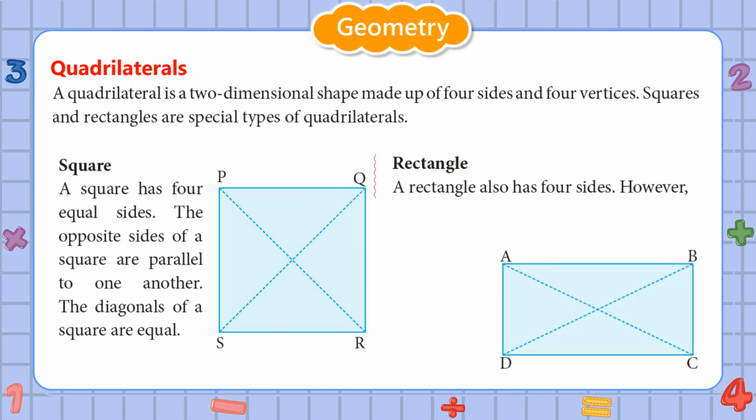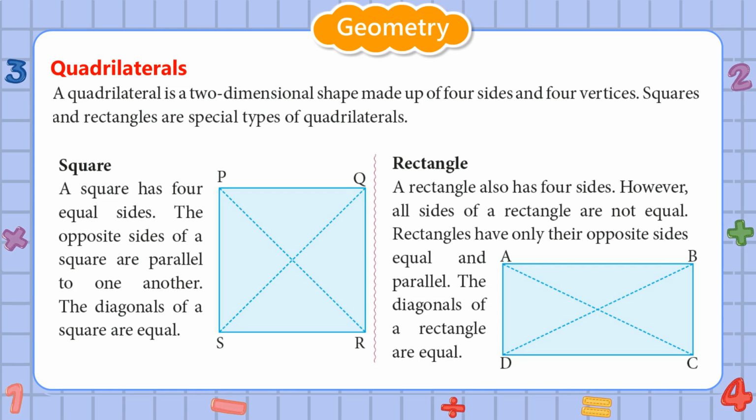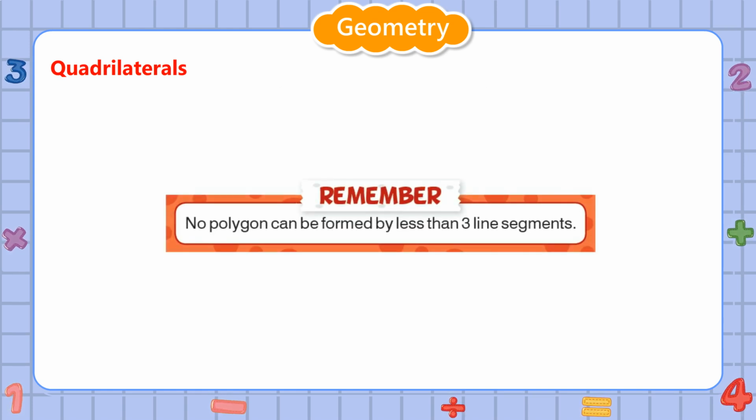Rectangle. A rectangle also has 4 sides. However, all sides of a rectangle are not equal. Rectangles have only their opposite sides equal and parallel. The diagonals of a rectangle are equal. Remember, no polygon can be formed by less than 3 line segments.